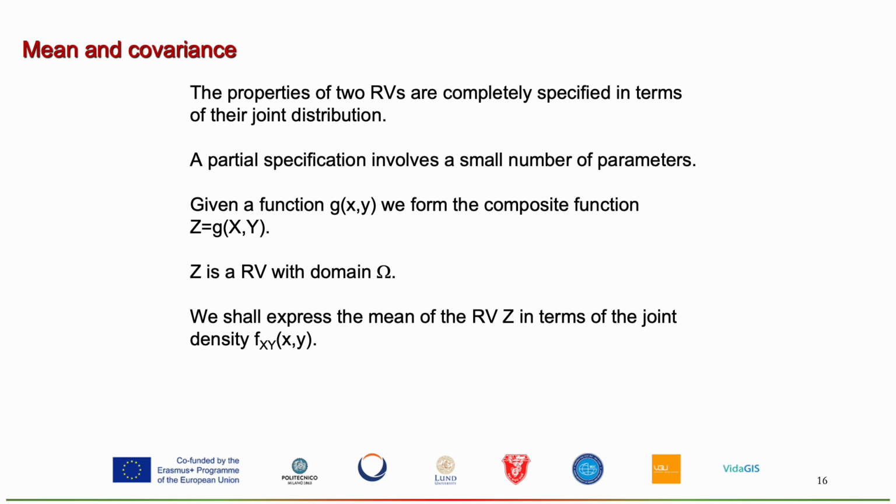Let's suppose we have a function g of x, y that maps the random variables x, y into a new variable z. Clearly, z is a random variable whose domain is, again, capital omega, that is the domain of x, that is the domain of y. We want to express, in a general formulation, the mean of the random variable z in terms of the joint density of x and y, f_xy.